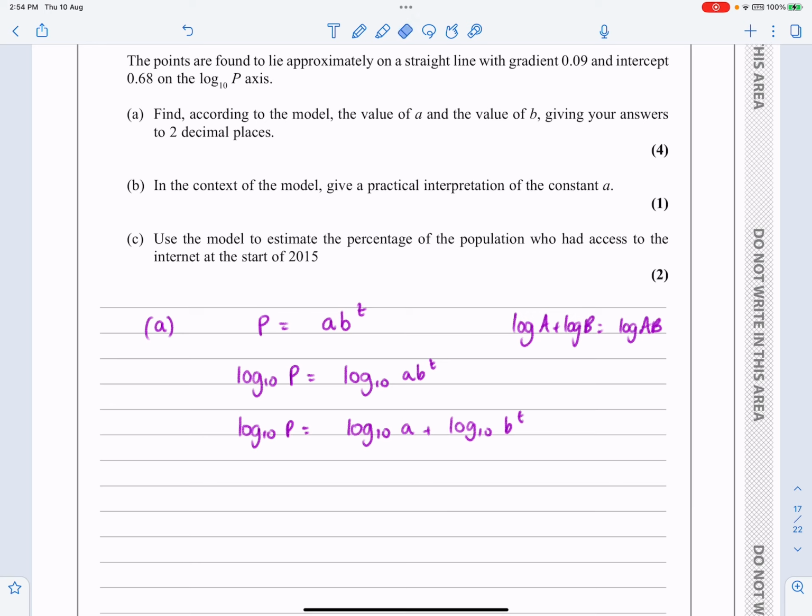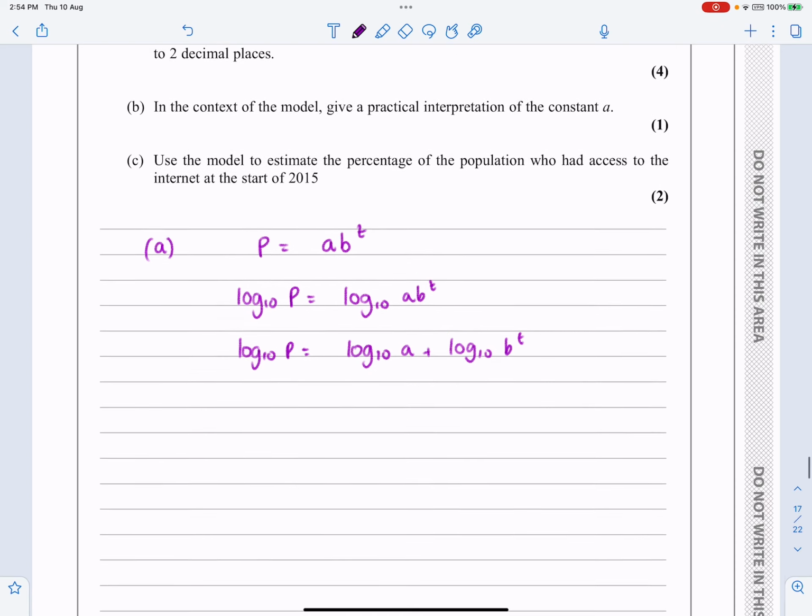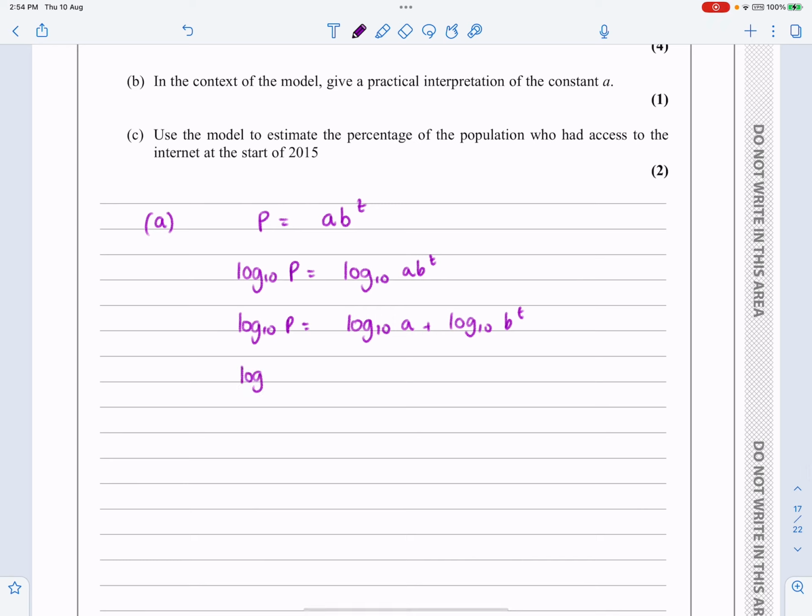And now the other log rule that we're going to use, I'm going to write it out, is we can take that power down, can't we? So if we do that now as well, we're going to get log 10 P equals log 10 A plus T lots of log 10 B. And now looking at this, this is in the format y equals mx plus c.